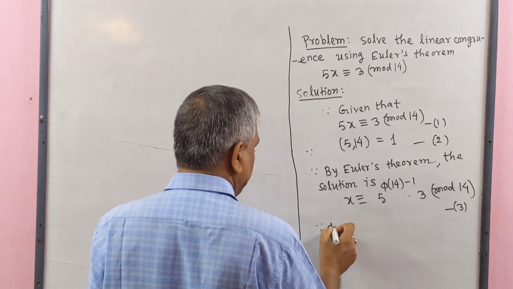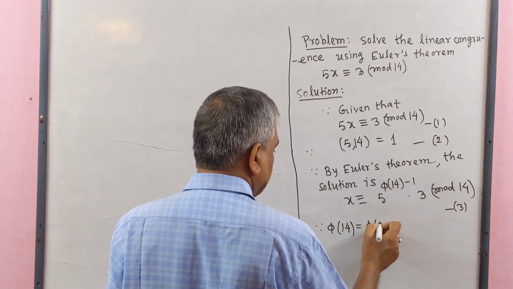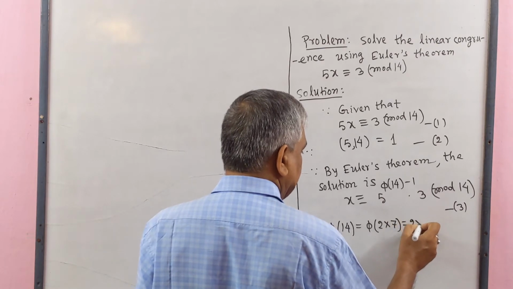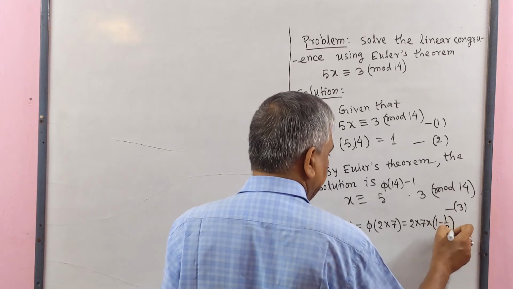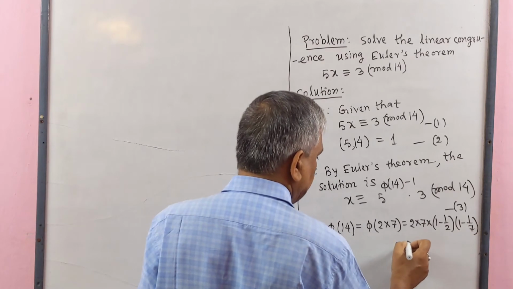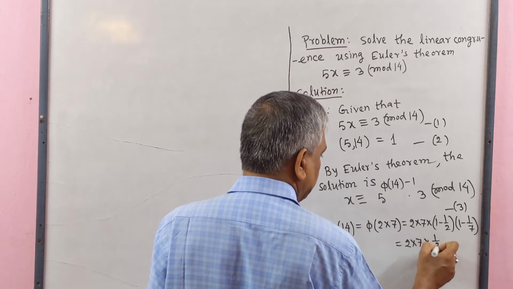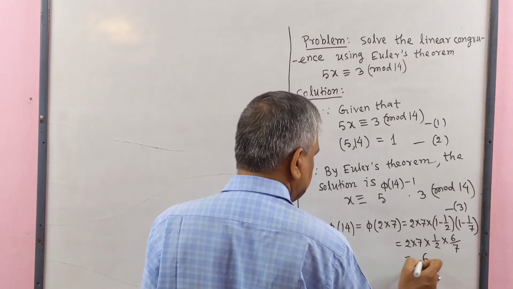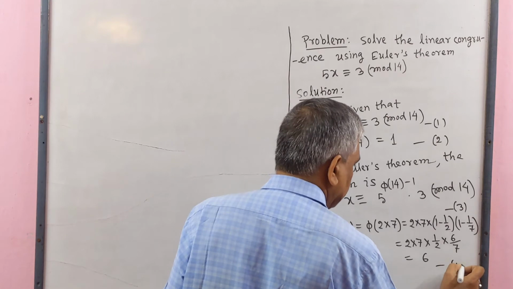Since phi 14 equal to phi 2 multiply 7 equal to 2 multiply 7 multiply 1 minus half multiply 1 minus 1 by 7. This equal to 2 multiply 7 multiply 1 by 2 multiply 6 by 7 equal to 6. This is number 4.